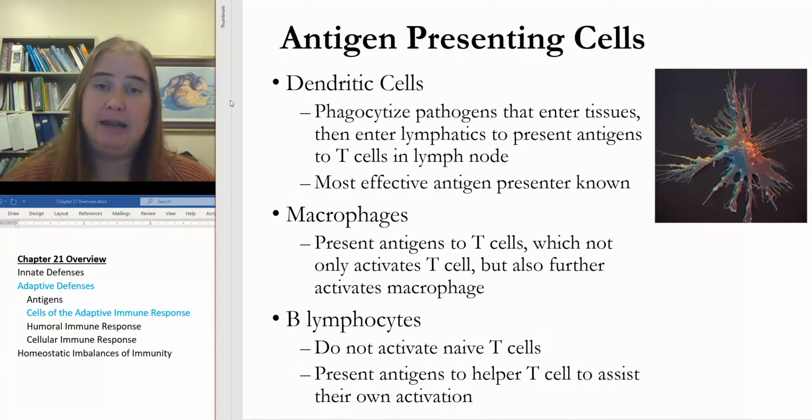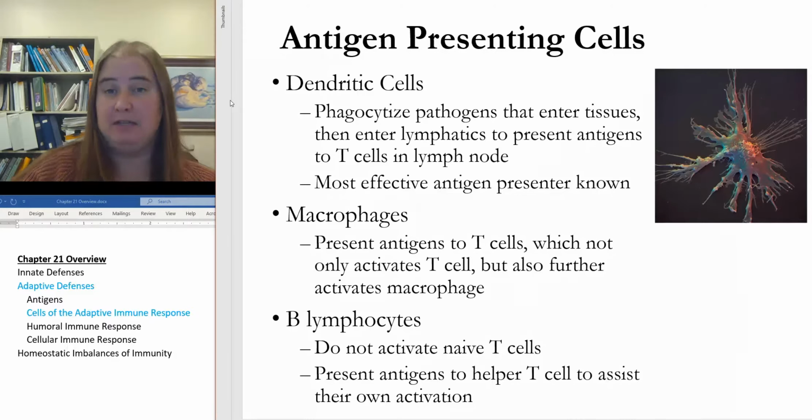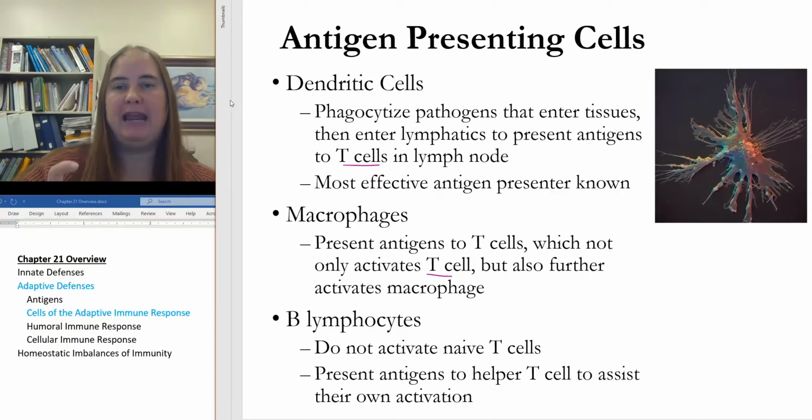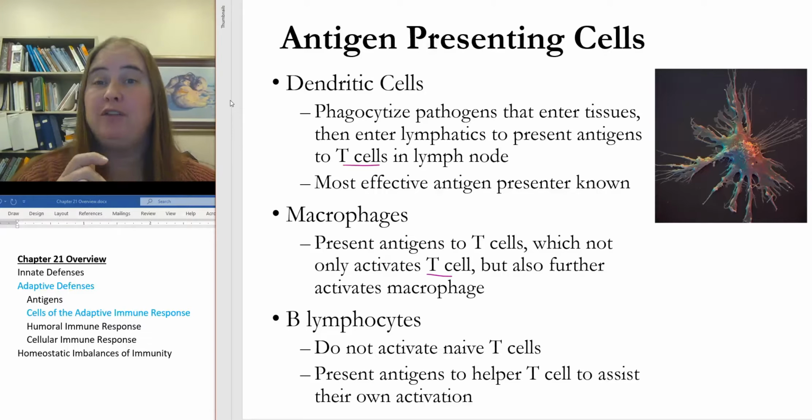Our last antigen-presenting cell, which is a little bit unique, is our B lymphocyte. Our B lymphocyte, again, is very specific to our adaptive immunity. It's not part of the innate like our macrophages and our dendritic cells. B cells do not phagocytize, okay? And they do not activate T cells. So whereas our macrophages and our dendritic cells activate T cells, that's not the case for our B cells. However, they're still considered an antigen-presenting cell because they have to present the antigen to the T cell in order for them to fulfill their own activation.